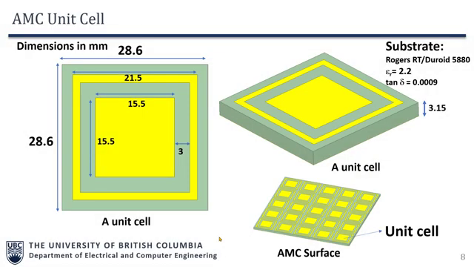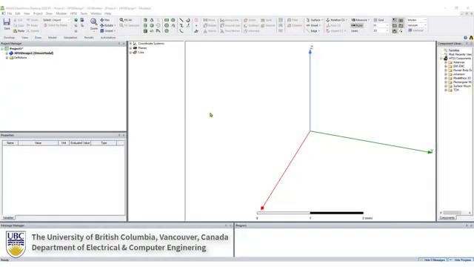This is the AMC unit cell that I'm going to design in HFSS. As you can see in this figure, we have this AMC surface consisting of various identical unit cells. This is the unit cell, having a rectangular patch with a rectangular ring outside. The substrate that I used is Rogers RT Duroid 5880 with a thickness of 3.15 millimeter. So let's design it in HFSS and analyze the results. Okay, so this is the HFSS interface where we're going to create this AMC unit cell. So let's define the AMC substrate first.